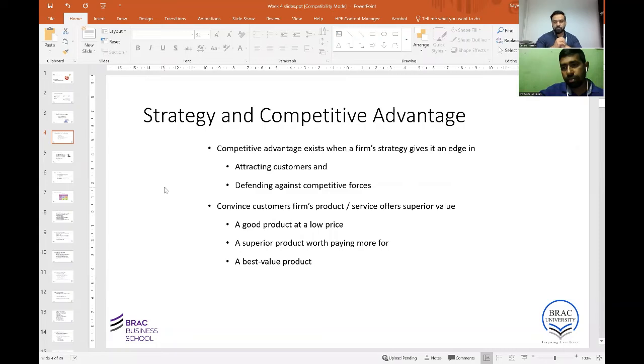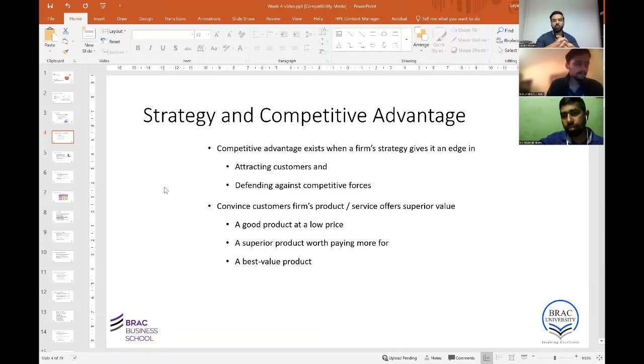I have a question here. Okay, so strategy and competitive advantage. Now, there are a few things that we need to keep in mind. That competitive advantage exists when a firm's strategy gives it an edge in attracting customers.